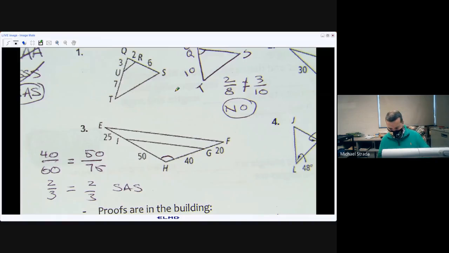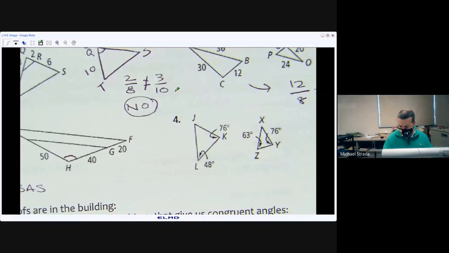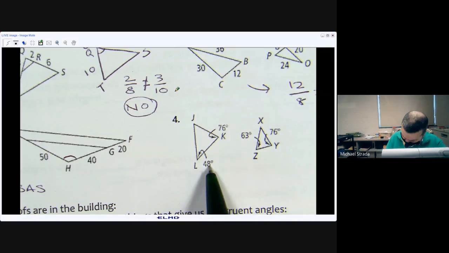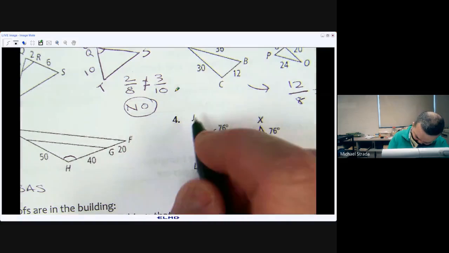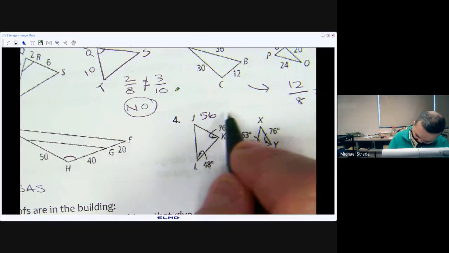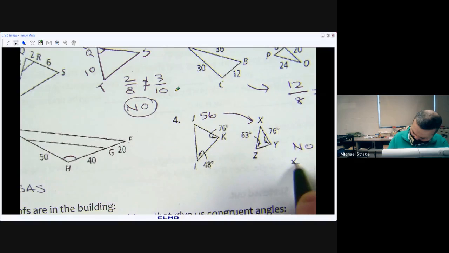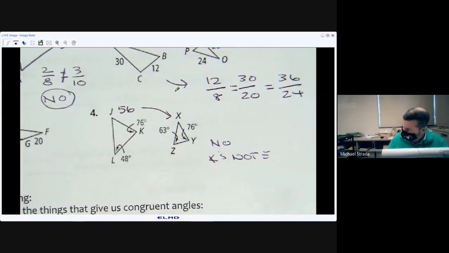And then we look at number 4. It seems they're only giving us angle measures. So basically, we would use triangle angle sum. 76 and 48 is 124. Subtract that, and J is 56. Everybody good with that part of it? Do you see a 56-degree angle in XYZ? Nope. And I think there's already 2 angles that are different. Therefore, no. Angles not congruent.